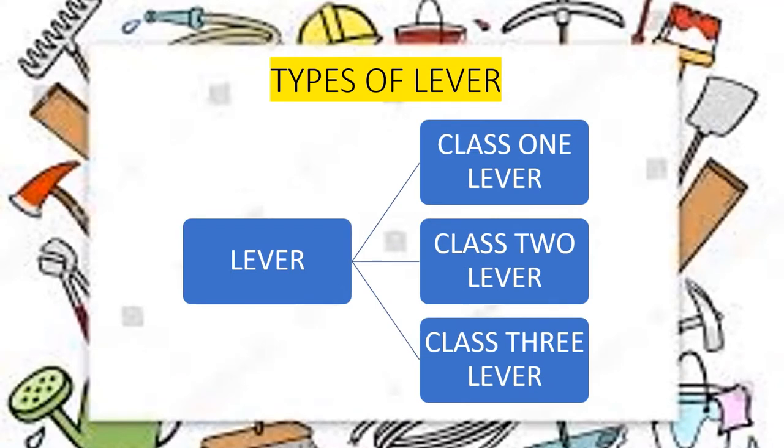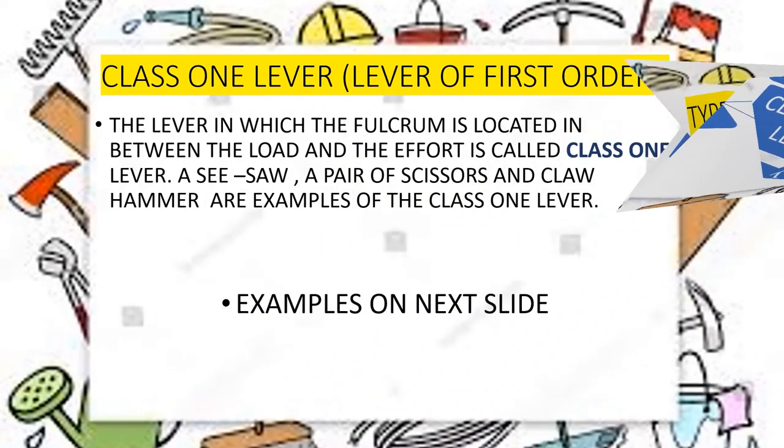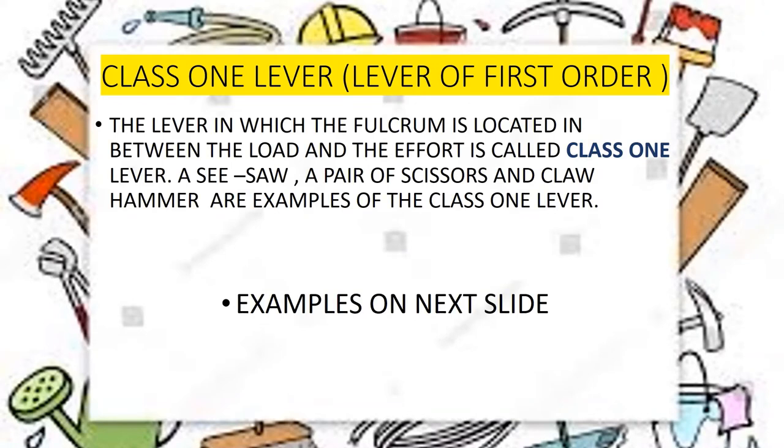Types of lever. There are 3 types of lever: class 1 lever, class 2 lever and class 3 lever. Class 1 lever, lever of first order. The lever in which the fulcrum is located in between the load and the effort is called a class 1 lever. A seesaw, a pair of scissors and a claw hammer are examples of the class 1 lever.